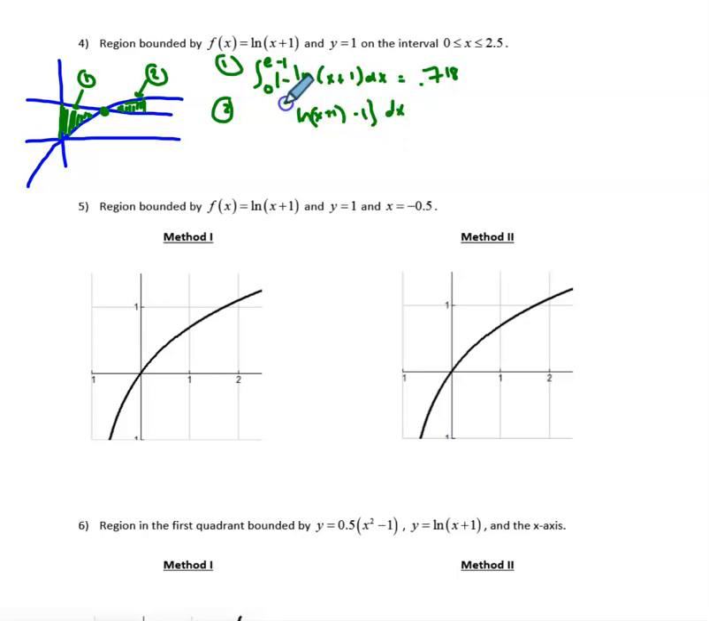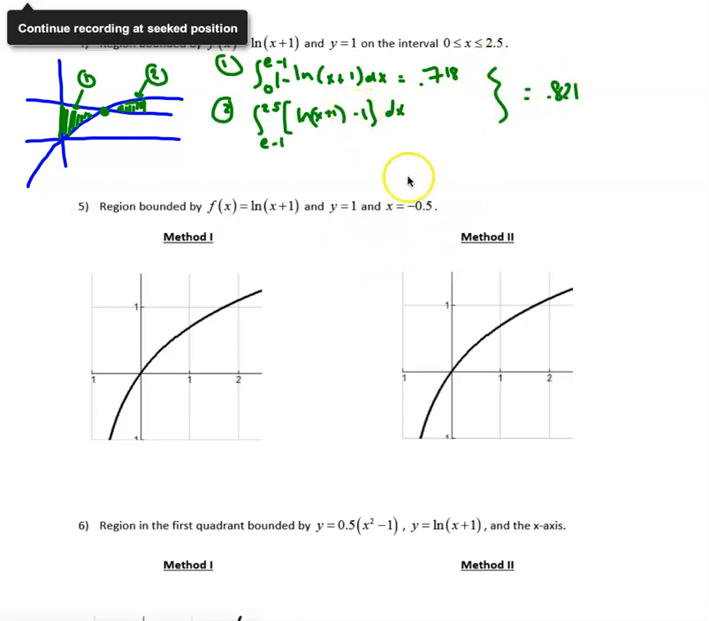I have top minus bottom here. And my limits of integration, I start at e minus 1, which was that x value of the intersection point, and I'm going to go over to my right-hand limit of integration that's given to us of 2.5. Now again, you're going to put this into your calculator to determine the value, and in the end, you're going to get the sum of these two values as 0.821.